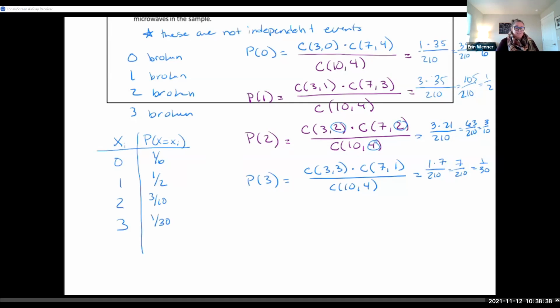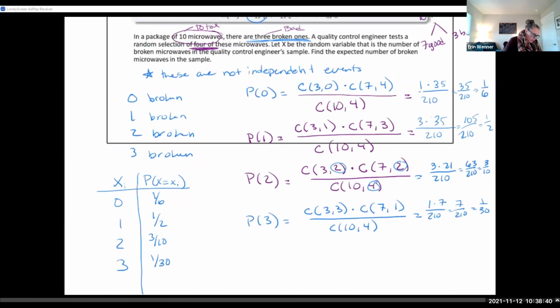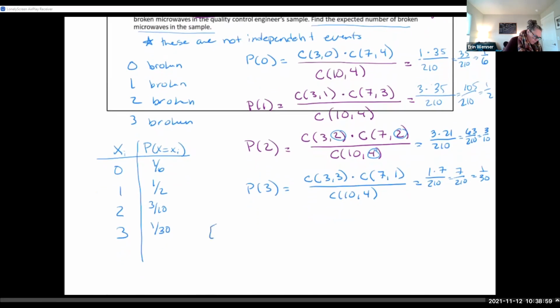So to find the expected value, which is the question they're actually asking, these problems, they take a lot. And the thing I like about this is it kind of brings everything together we've done in chapter 8 into one unit. So find the expected number of broken microwaves. So remember, expected value is the outcome times its probability. It's the sum of those. So we have 0 times 1/6 plus 1 times 1/2 plus 2 times 3/10 plus 3 times 1/30.